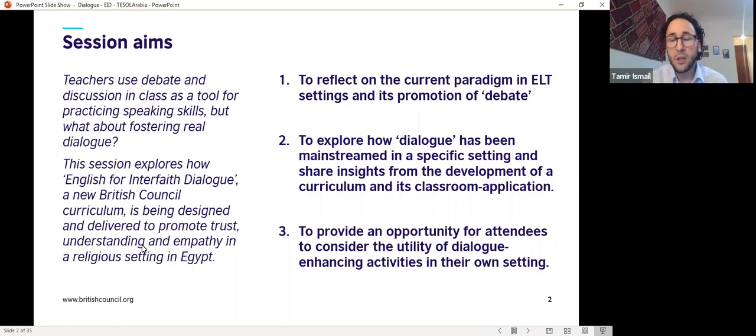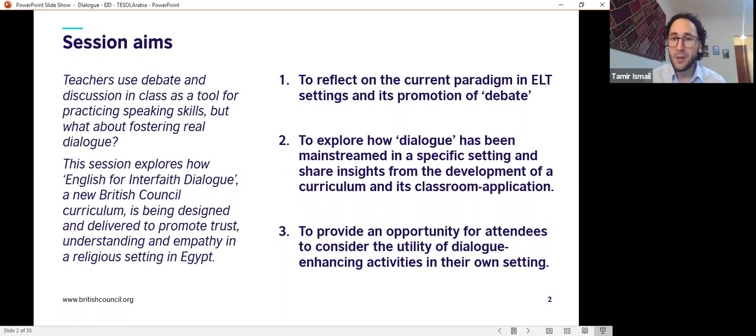And in terms of this session, we structured it into three parts. So first, we will be reflecting on what we think is the current paradigm in ELT teaching, with a particular preference for debate. And we can see how debate pervades a lot of the activities that we do, particularly around speaking in the ELT experience. And then we'll talk about how we've tried to counter some of the effects of debate by thinking about dialogue and mainstreaming dialogue in our materials and also in our teaching practice.